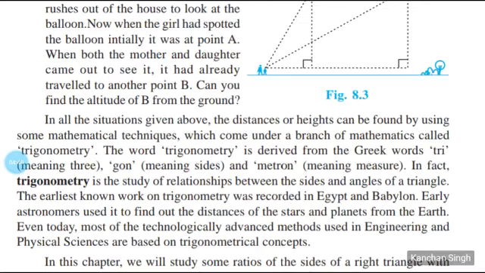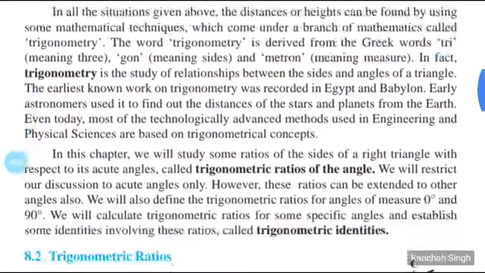The earliest known work on trigonometry was recorded in Egypt and Babylon. Early astronomers used it to find out the distance of the stars and planets from the Earth, and even today, most of the technologically advanced methods used in engineering and physical sciences are based on trigonometrical concepts. In this chapter, we will study some ratios of the sides of a right triangle with respect to its acute angle.